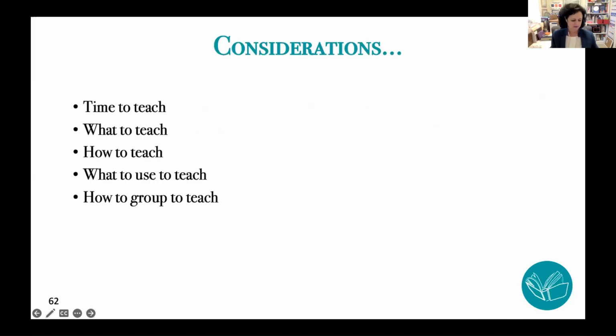So here are some things to think about related to designing tier 1 instruction and improving the effectiveness of your tier 1 instruction. Just a short list of priorities in terms of the timing. So scheduling, timetabling, if you will, determining what to teach, how to teach it, what to use to teach. So routines and materials, and then how to group students for that instruction. I'm just going to give you a couple of illustrations or some models of things to think about that I've seen to be effective.